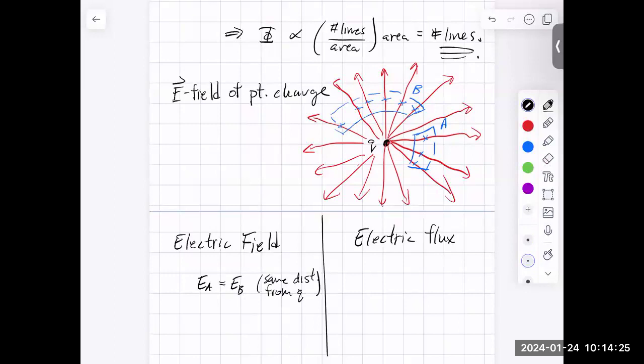Of course, I can't make my drawing perfect, but what I want to imagine is that the density of lines through those two surfaces are equal. So if we have double the number of lines through B, we have double the area in surface B than we have in A. Okay, what about the electric flux? Is the flux at A bigger, smaller, or equal to the flux at B? Yeah, A is less than B.